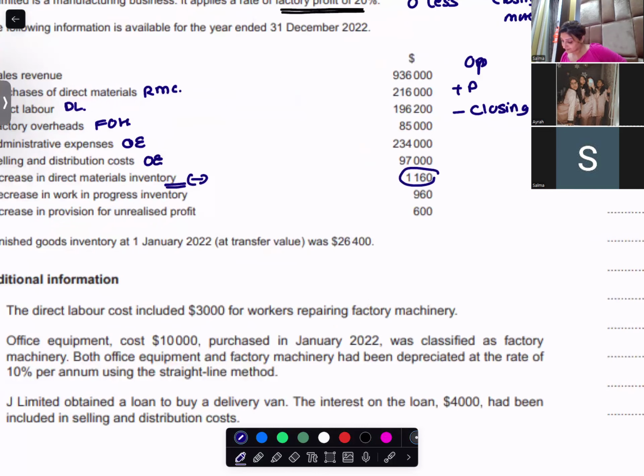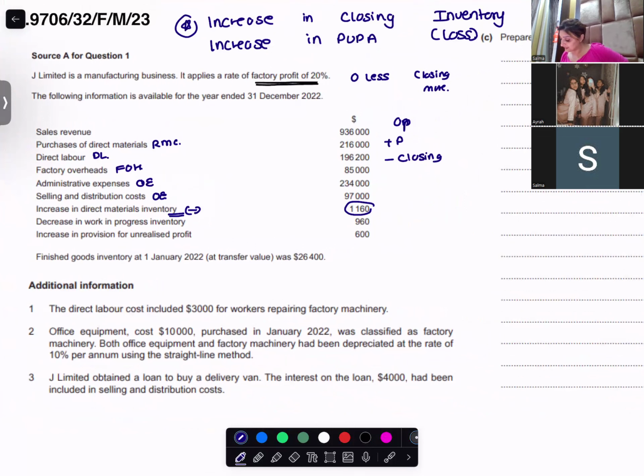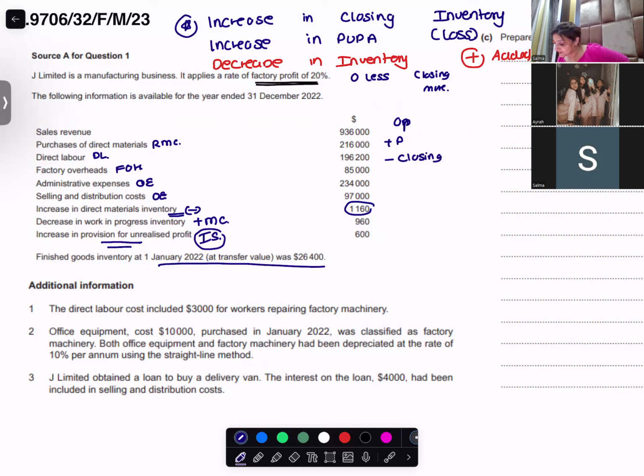Are you with me? Decrease in work in progress. If increase in inventory is deducted, then decrease in inventory would be added. So in the cost of production plus the manufacturing cost. And this PUPA is dealt in the income statement, increase or decrease in PUPA. It's not dealt over here. Okay. Finished goods, opening inventory of finished goods. Is it dealt over here? This also is dealt in income statement. Okay.